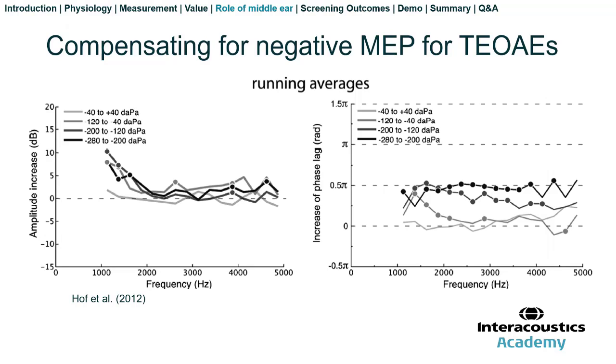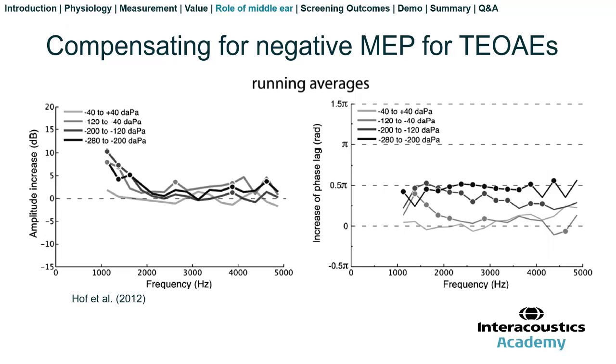In ears that had a middle ear pressure range from minus 120 to minus 40 decapascals, there was an average increase of around 8 dB with compensation near 1 kilohertz, which is right here. In ears that had negative middle ear pressure between minus 200 and minus 120 decapascals, they showed a larger increase of about 11 dB near 1 kilohertz. Below minus 200 decapascals, there wasn't much of an improvement. So it does appear, from this study at least, that the relationship was somewhat asymptotic.